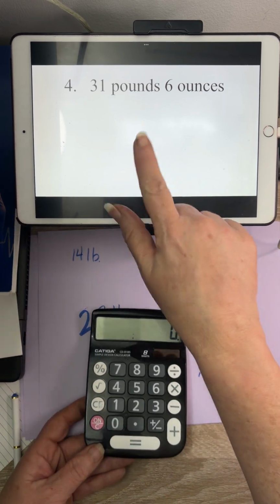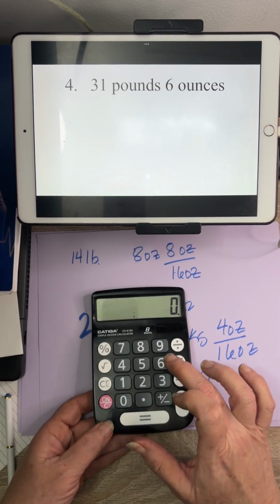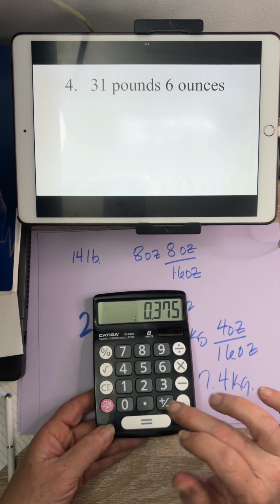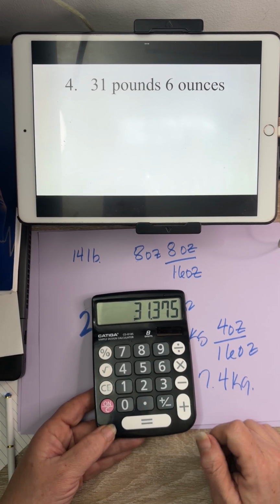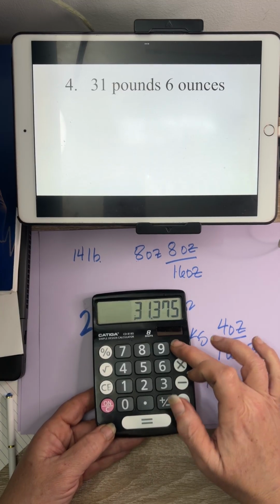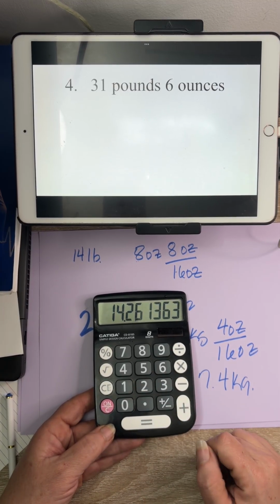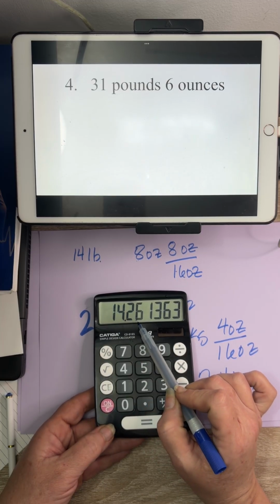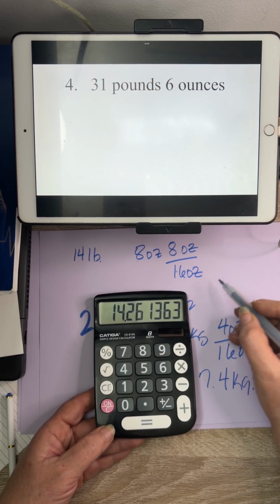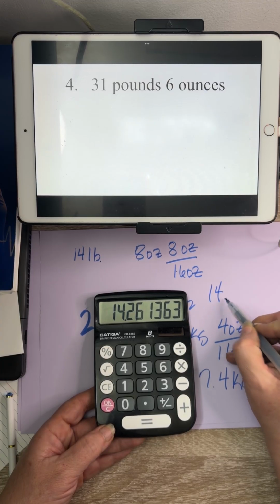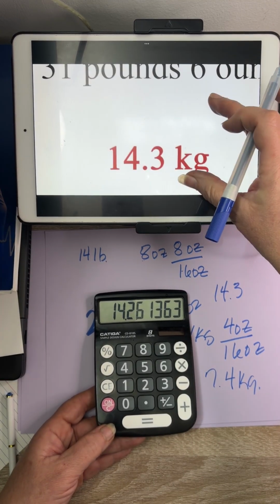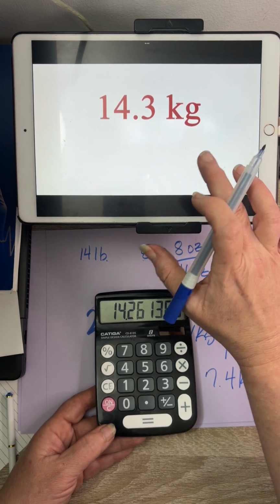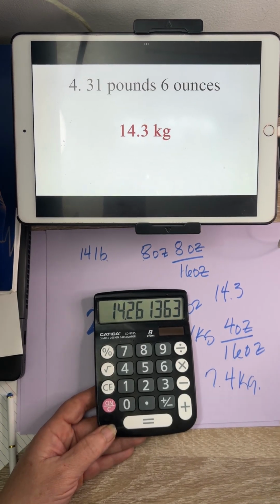Now, 31 pounds, 6 ounces. Let's do it. 6 divided by 16 equals all that. Plus 31 equals. And we're dividing that by 2.2. And now we're going to round. So look, 14.26. You know what you're going to do. It's going to be 14.3. Boom. We saved another one. That's simply how we roll.